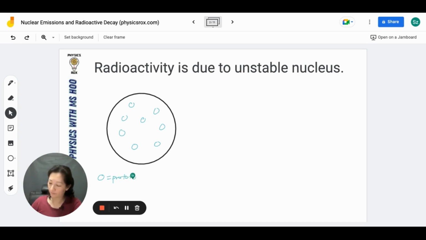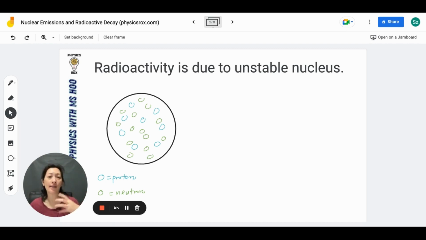And what I'm drawing now are the neutrons. What you need to understand is that when it comes to radioactivity, we will only be focusing on what's inside the nucleus. We don't care what's outside. So all the electrons that are in the shells outside, we don't bother about that. We're going to focus only on what's inside the nucleus, and inside the nucleus are only the protons and neutrons.